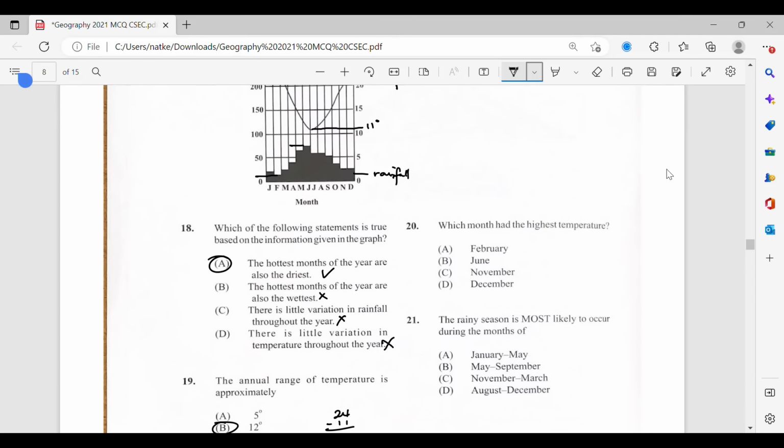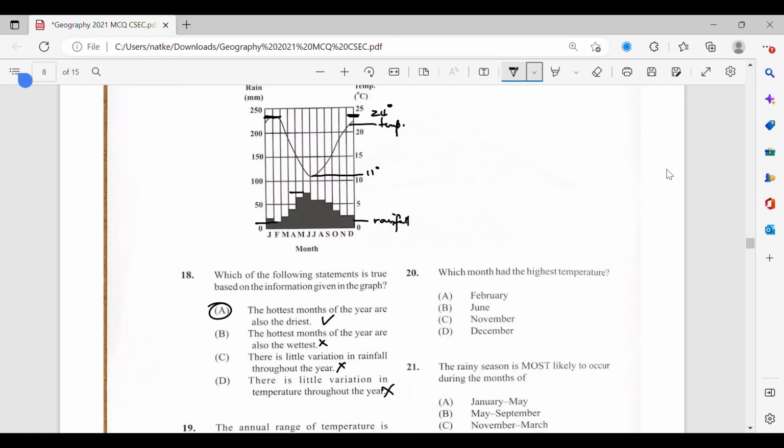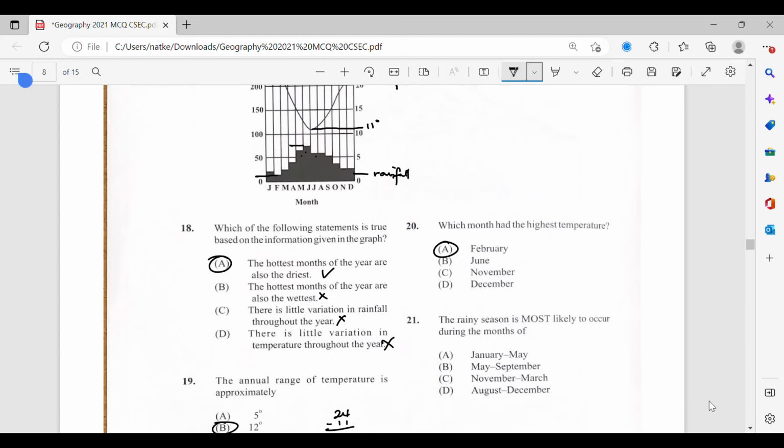Number 20. Which month had the highest temperature? Highest temperature is up here. It is February. Number 21. The rainy season is most likely to occur during the months of. So rainy season, that's the period with the most rainfall basically. So we have May, June, July there. So this says May to September. So we would take that one. So for 21, it is letter B.